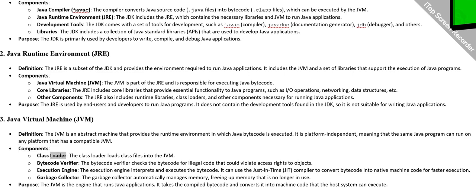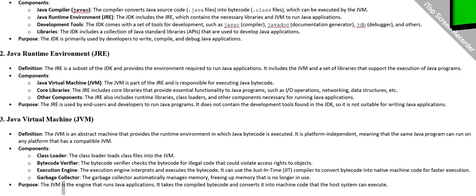Components. Class loader. The class loader loads class files into the JVM. Bytecode verifier. The bytecode verifier checks the bytecode for illegal code that could violate access rights to objects. Execution engine. The execution engine interprets and executes the bytecode. It can use the just-in-time JIT compiler to convert bytecode into native machine code for faster execution. Garbage collector. The garbage collector automatically manages memory, freeing up memory that is no longer in use.